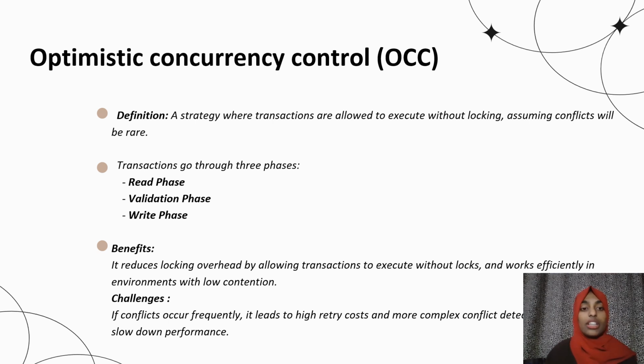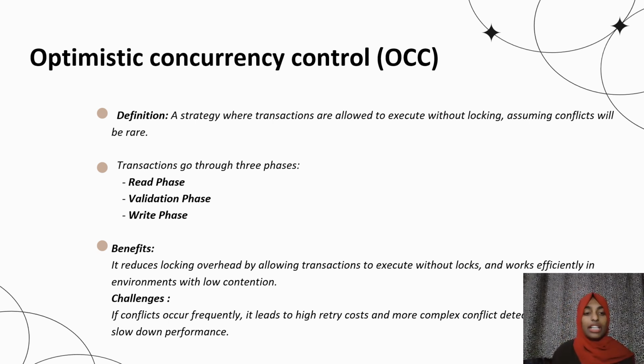The definition here is a strategy where transactions are allowed to execute without locking, assuming the conflicts will be rare. For this, we use optimistic concurrency control, in short called OCC. The three phases of transactions in OCC are the read phase, validation phase, and write phase. We will see this in detail in our next slide.